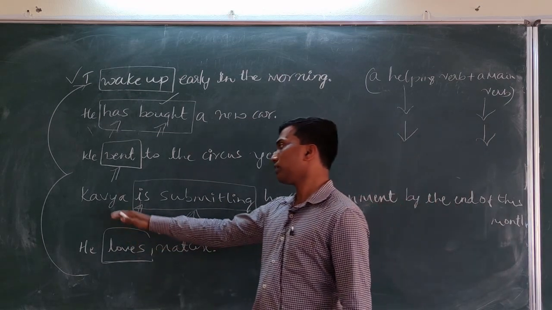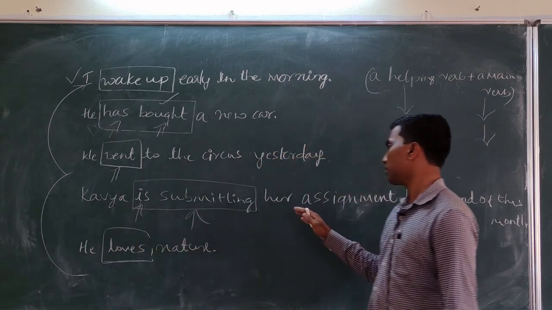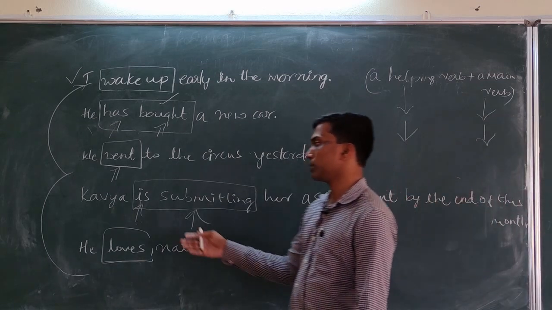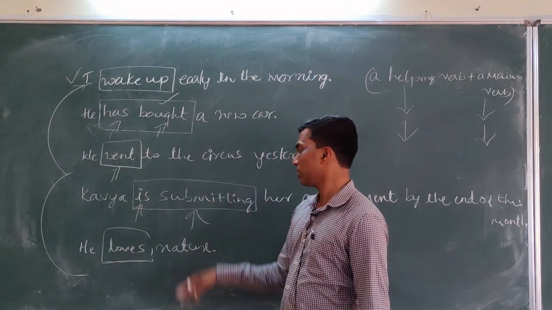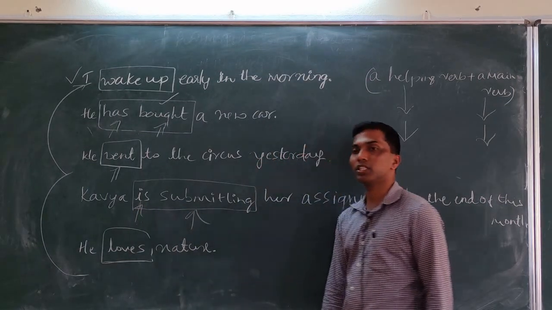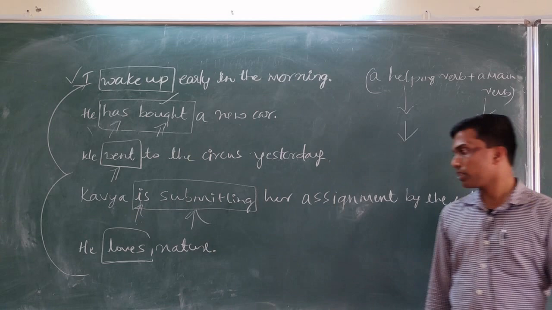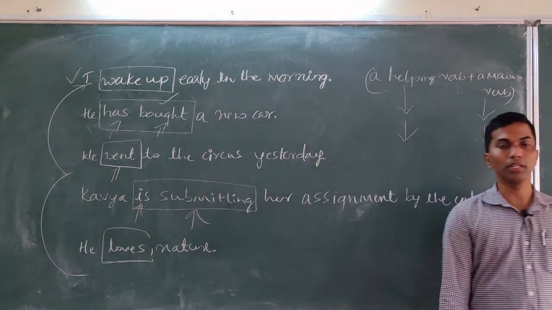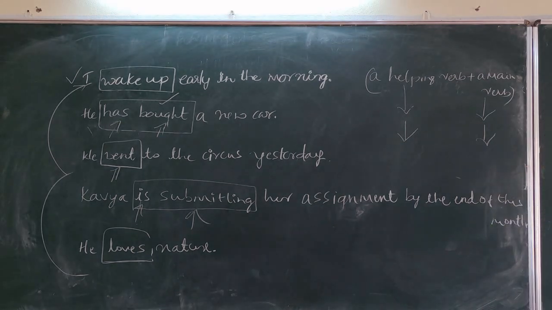Now, Kavya is submitting her assignment by the end of this month. Here, the helping verb is one of the be forms, and next the main verb is submitting. It is from submit. In the last example, he loves nature. The main verb is visible, helping verb is not. Okay.